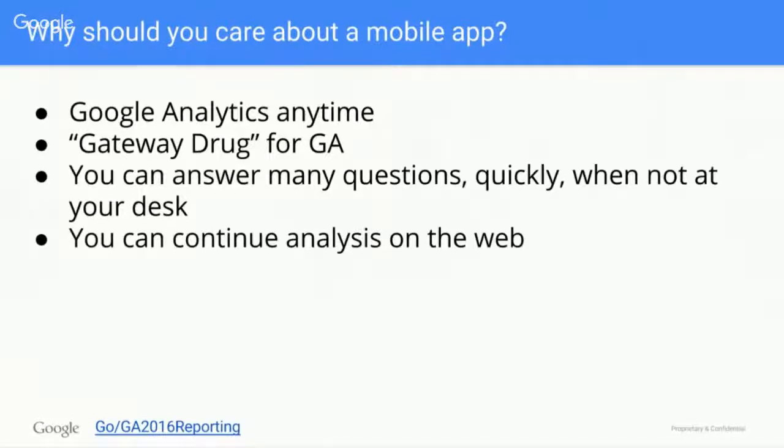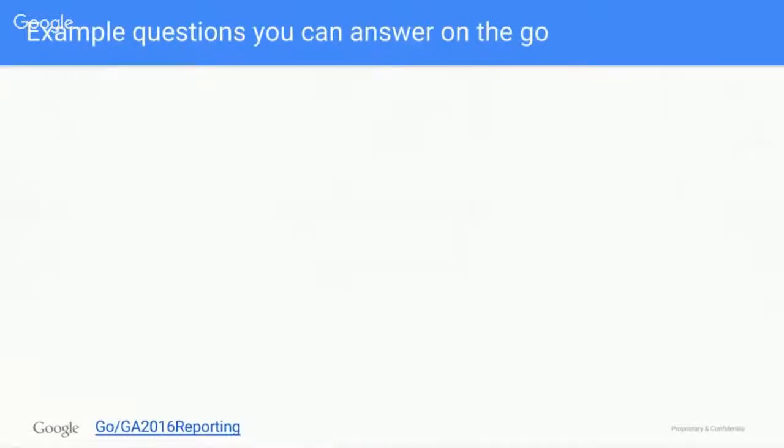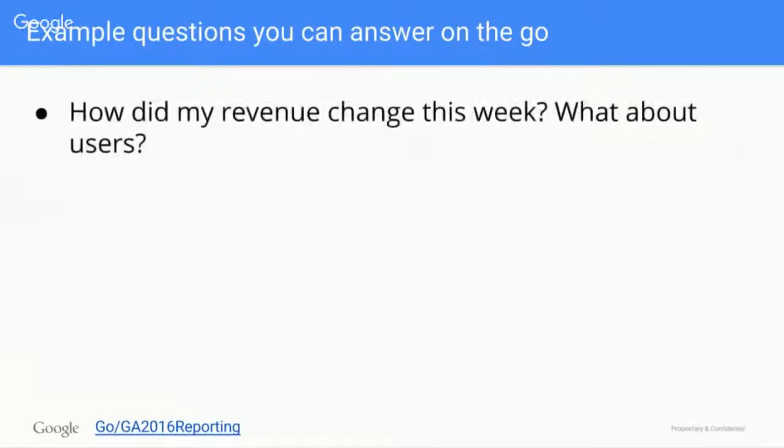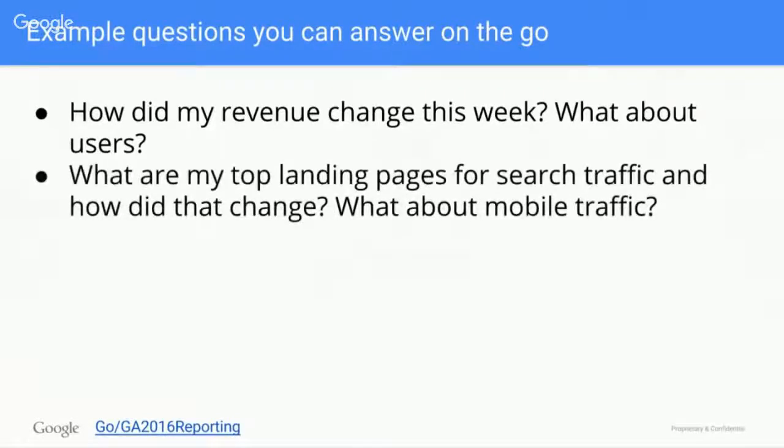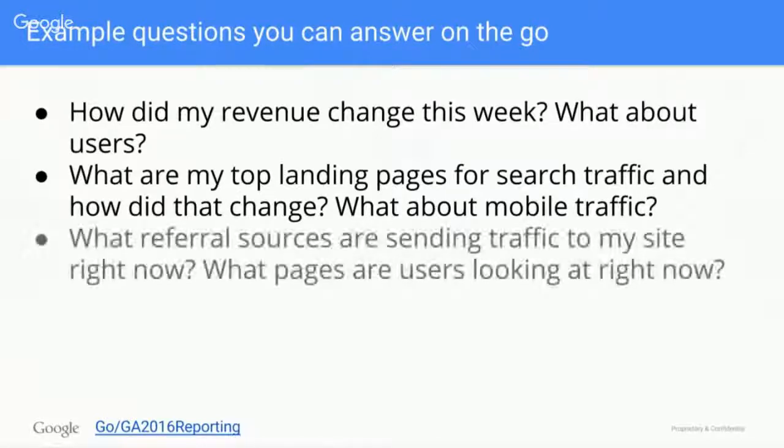There are a few example questions, just to give you a sense of what you can answer on the go. Things like, how did my revenue change this week? Or what about my users? Or how did my page views or sessions or events change? Anything with week-over-week time frame changes. What are my top landing pages? What are my top landing pages for search? What are my top landing pages for mobile? How did that change week-over-week, month-over-month, today versus yesterday? These are all things you can do.